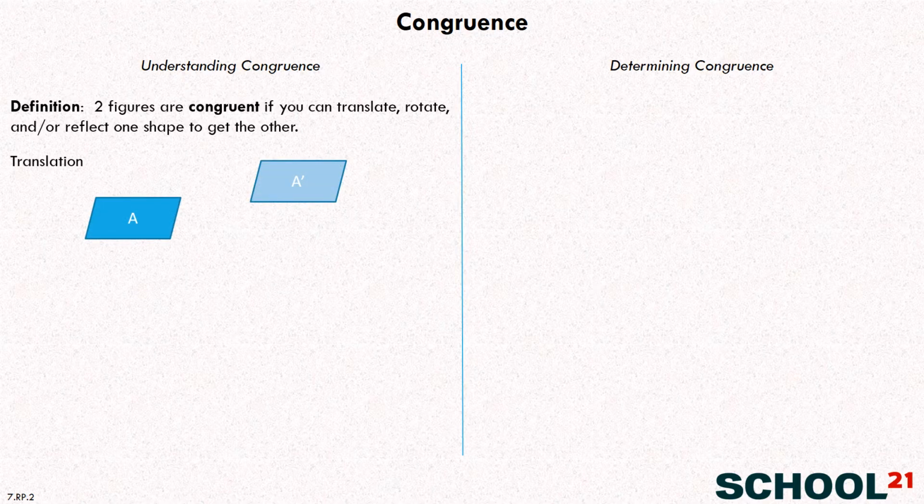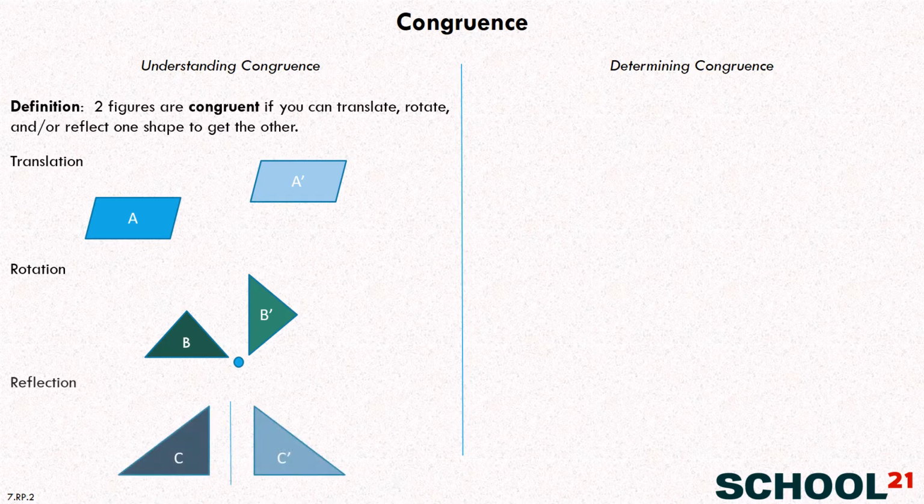Translation is when you slide a shape. You're going to move it up, down, sideways, etc. So we took shape A here, we moved it up, and we moved it over to make shape A prime. Can you see that? Yep. Now let's talk about rotation. Rotation is you take one shape like this triangle B here, pick a point out in space, and then rotate the shape till you get a different shape, and that's shape B prime. Okay? Okay.